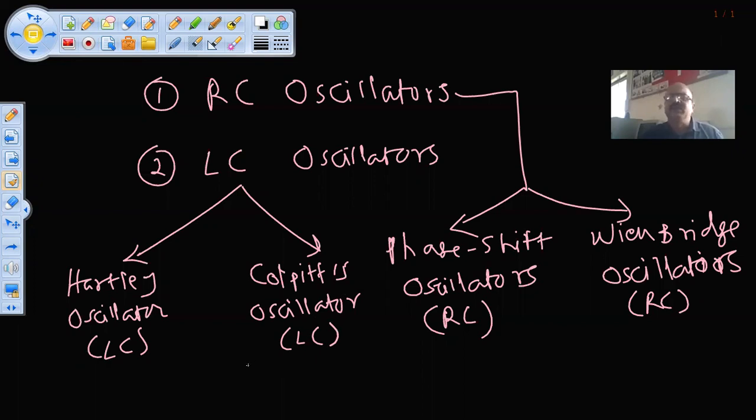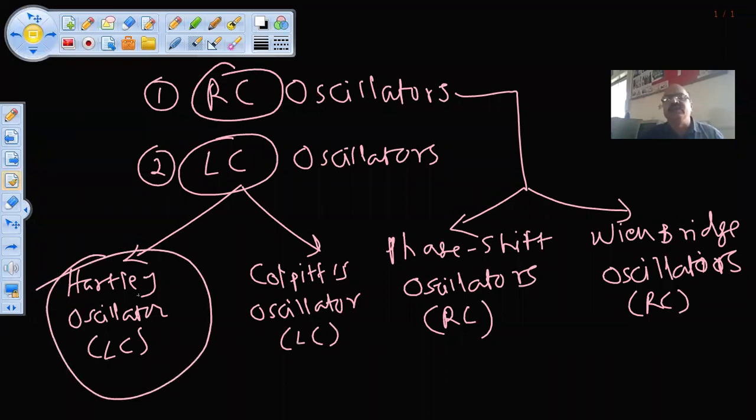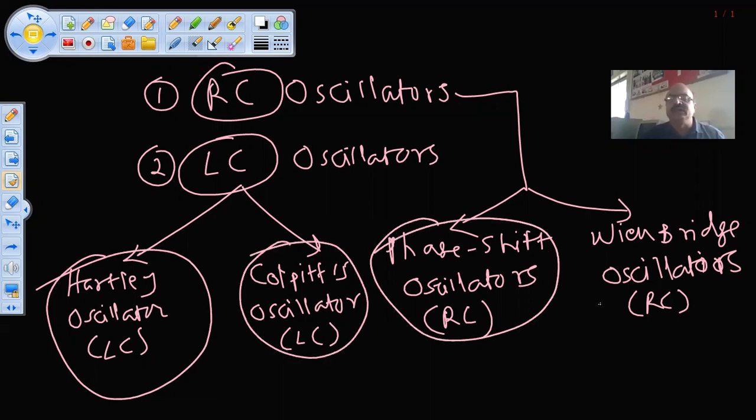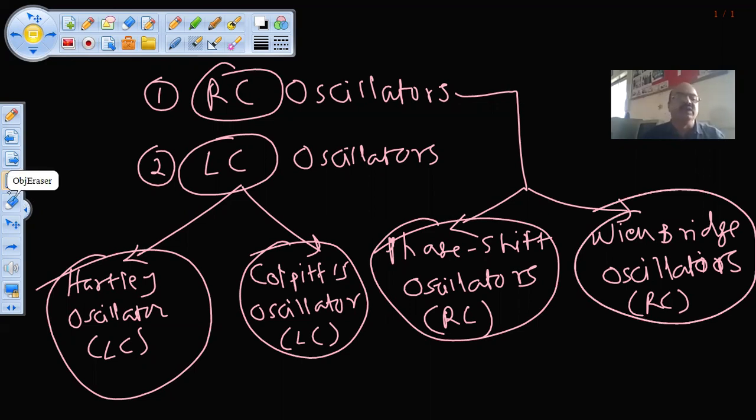Okay. So as per our syllabus, we have to study only these four types. We'll start with the LC oscillators first, and then we shall move on to RC oscillators. I will discuss the Hartley oscillator circuit, after that Coolpix oscillator, then phase shift oscillator, and last one, wine bridge oscillator. So I think the sequence is now very clear. Let us start with the first one, that is Hartley oscillator.